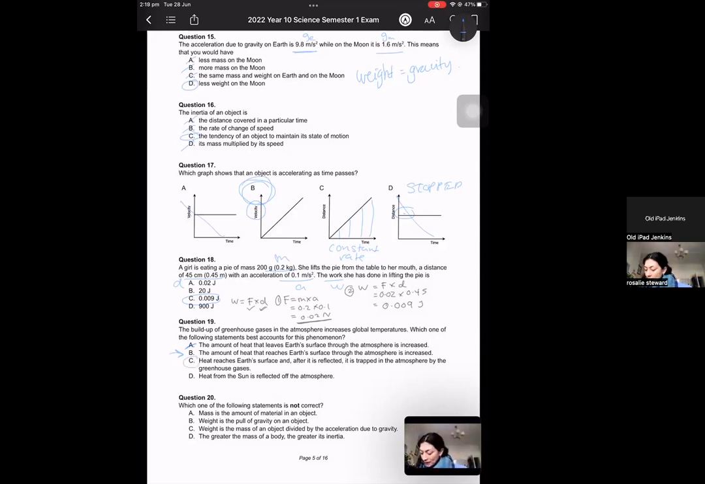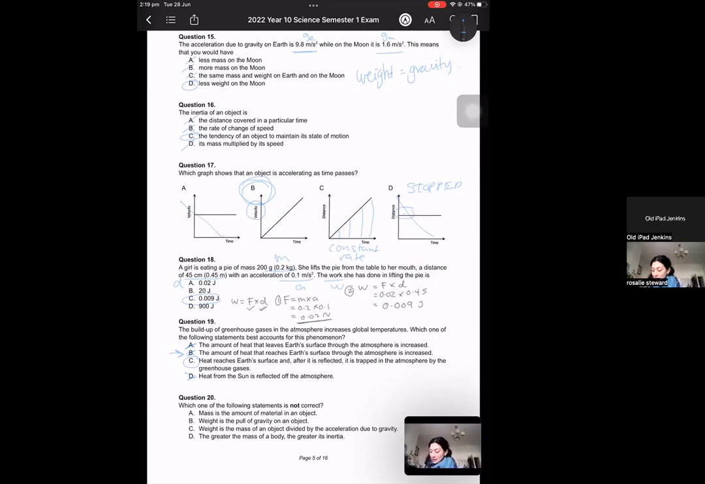It is that one. Heat from the sun is reflected off the atmosphere. No, because it can still get into the atmosphere, so it's not that. So B is wrong because the amount of heat that reaches Earth's surface is the same. The sun itself is not being changed. It is the ability for heat to escape our atmosphere that is being affected by extra gas. It's pretty key there.